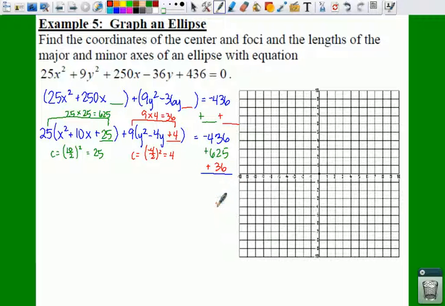So if we combine all these, we're going to end up with 225 on the right. On the left, you have your 25 on the outside. You need to factor this, and this becomes x plus 5 squared. Plus we get a 9, and this becomes y minus 2 squared is equal to 225. However, this is not equal to 1 yet, so divide by 225. Divide by 225.